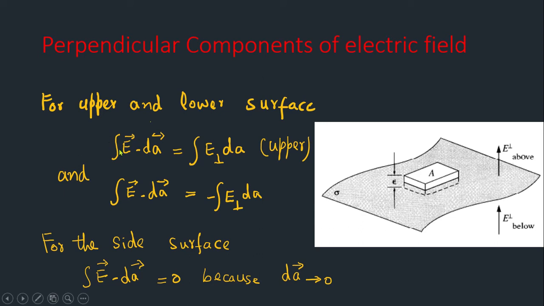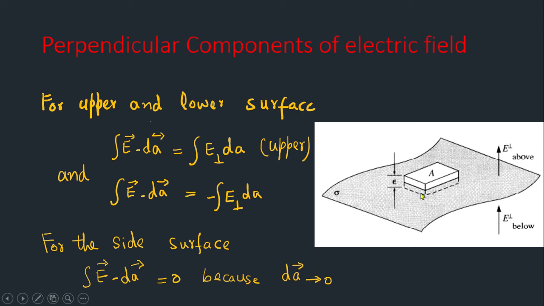For the upper cross-sectional area, this surface integral can be written as E dot dA, because for the upper cross-sectional area, the perpendicular component of the electric field and area A are in the same direction. So we can write the perpendicular component of the electric field multiplied by dA.